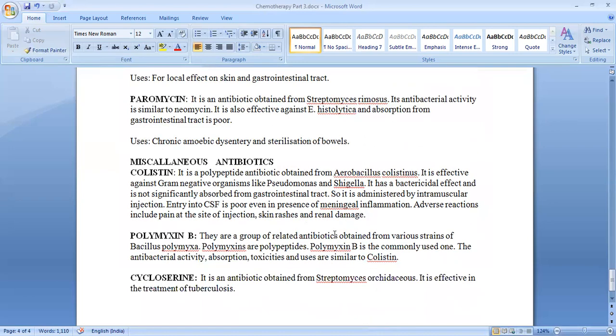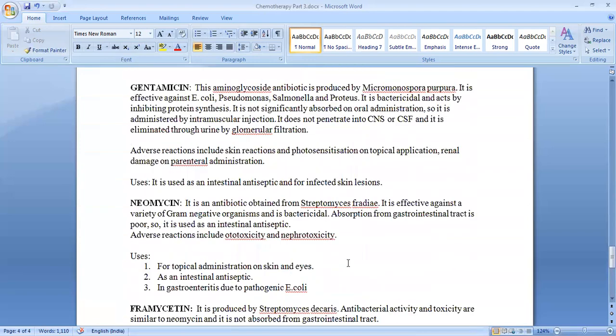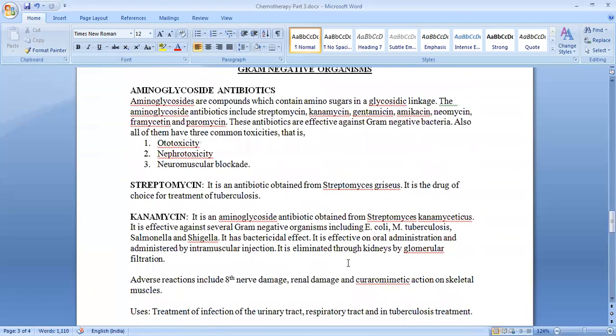Then there are miscellaneous antibiotics. These include compounds like colistin, polymyxin B, and cycloserine. Out of these, polymyxin B and cycloserine are commonly used. Okay. So this is about the macrolide antibiotics we have seen, and then about the aminoglycoside antibiotics. We'll continue in the next session.